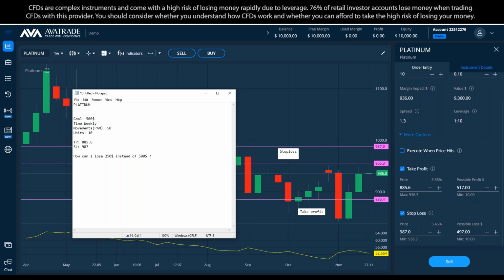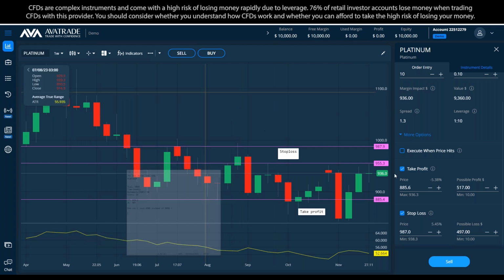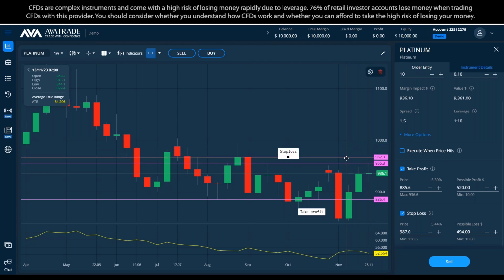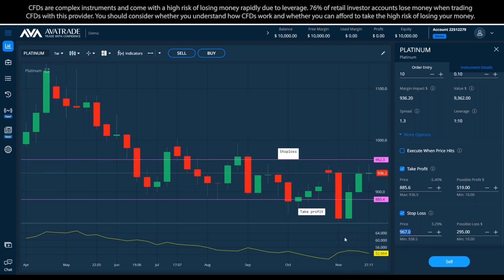Lower the goal amount. Okay, move your stop loss. Let's try to move the stop loss. If I move the stop loss from 987 down here, let's see how much I can lose. 967. Okay, let's move it down a little bit more to 62. I'm just gonna get rid of this guy for the time being.